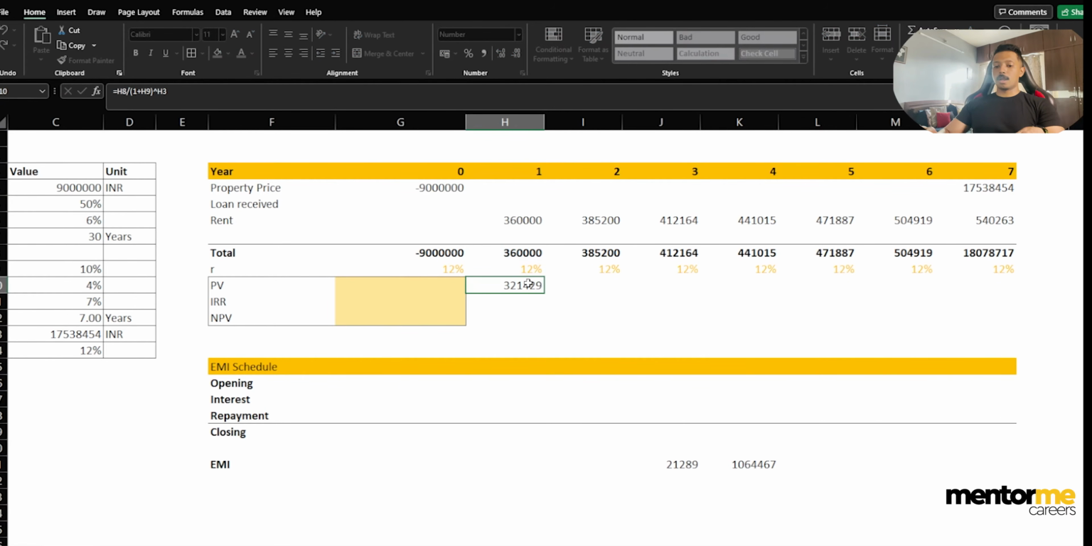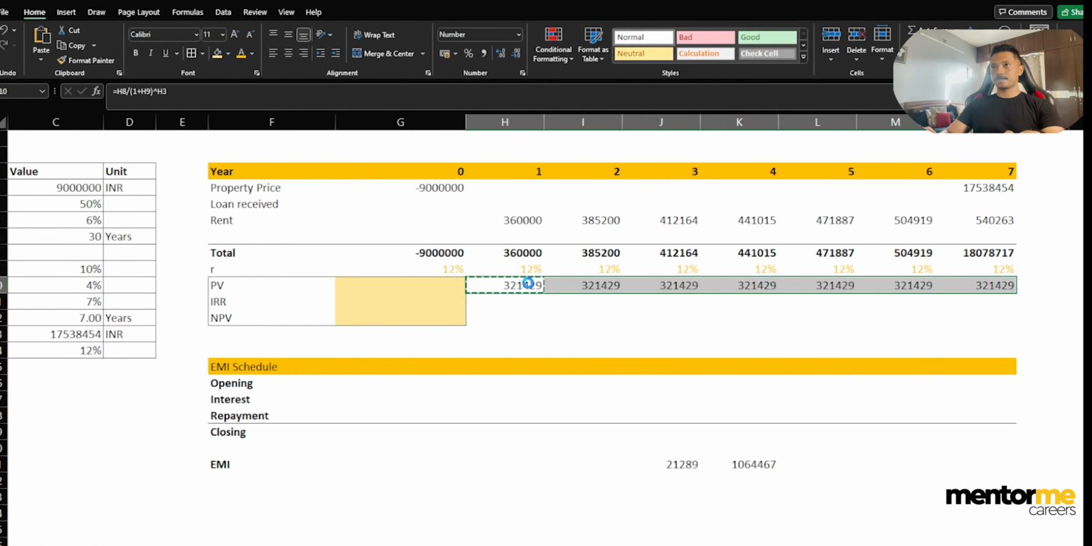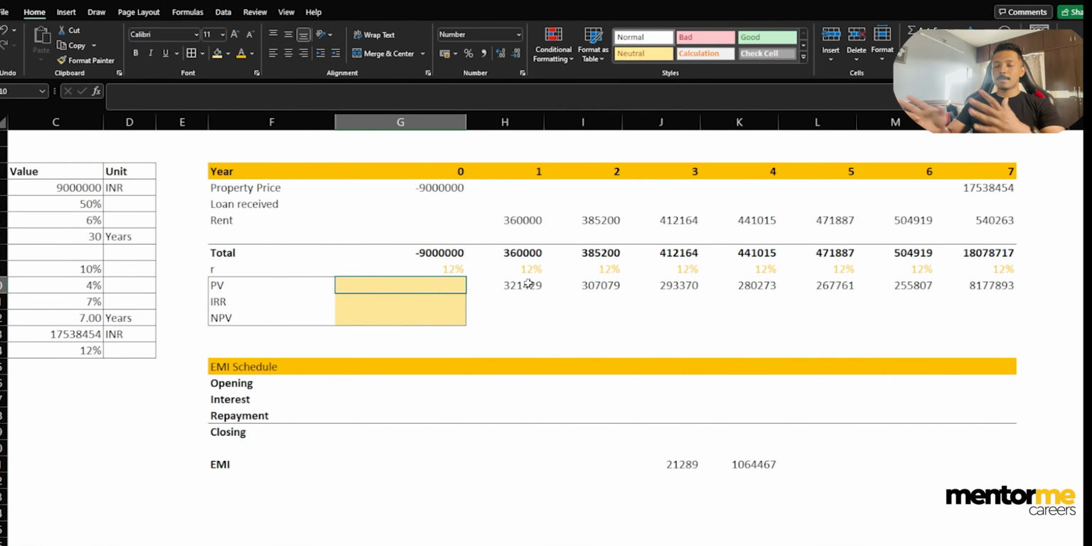All right, now let me just drag this across. So these are my values. Now, of course, there should be no change with 90 lakhs, because 90 lakhs is happening today. So if you're discounting raised to 0, that means the value will be 90 lakhs itself, right?